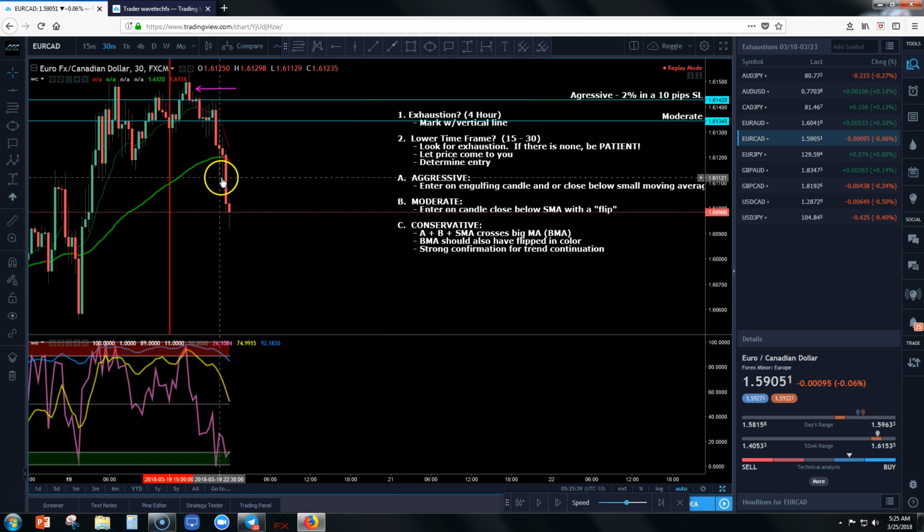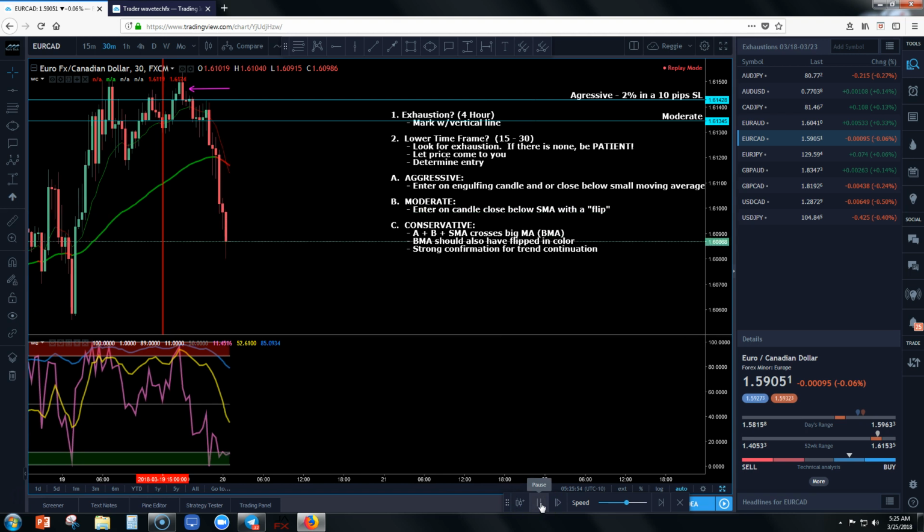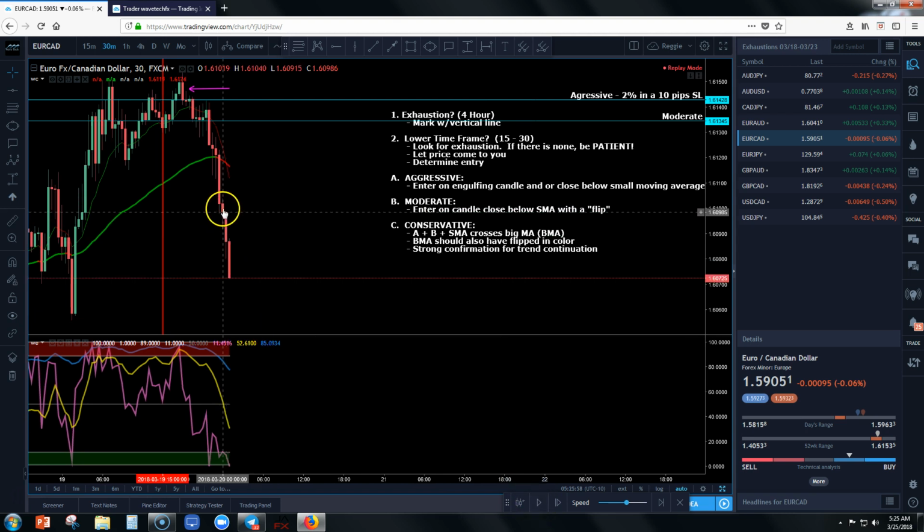These two candles didn't close. This candle closed below the bigger moving average, and the smaller moving average is almost there. It's going to cross, I think, the next candle. Okay, there it is. Went a little too far. So right around here would be your conservative entry. You can either take the cross of this small moving average, or when a candle closes below this bigger one.